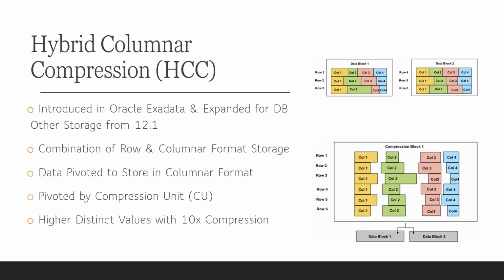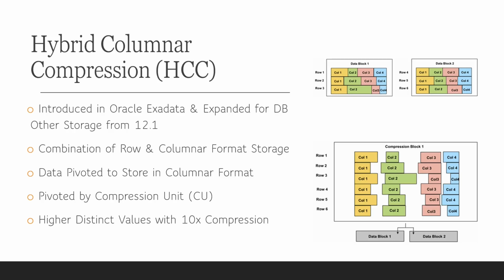Hybrid columnar compression, that is HCC, was introduced for Oracle Exadata. Later, after the 12.1 database version, it was introduced with other Oracle storage like Oracle FS1, Oracle ZFS, as well as Pillar Axiom storage devices.